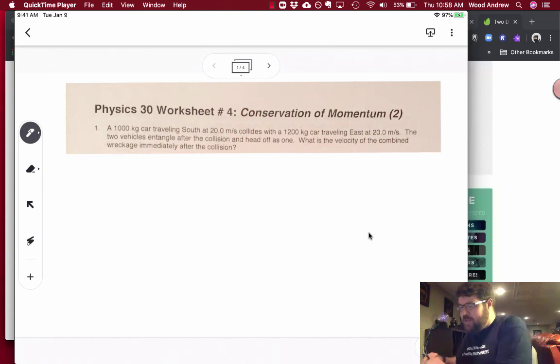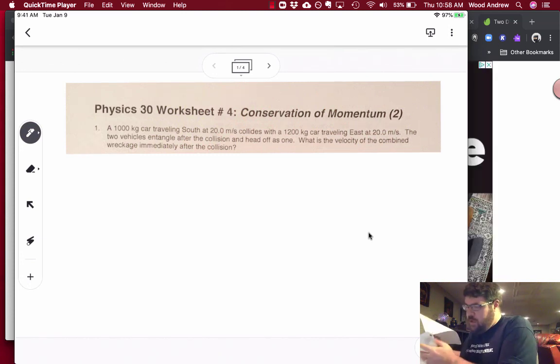A 1,000 kilogram car traveling south at 20 meters per second collides with a car traveling east at 20 meters per second. The two vehicles entangle after the collision and head off as one. What is the velocity of the combined wreckage immediately after the collision?